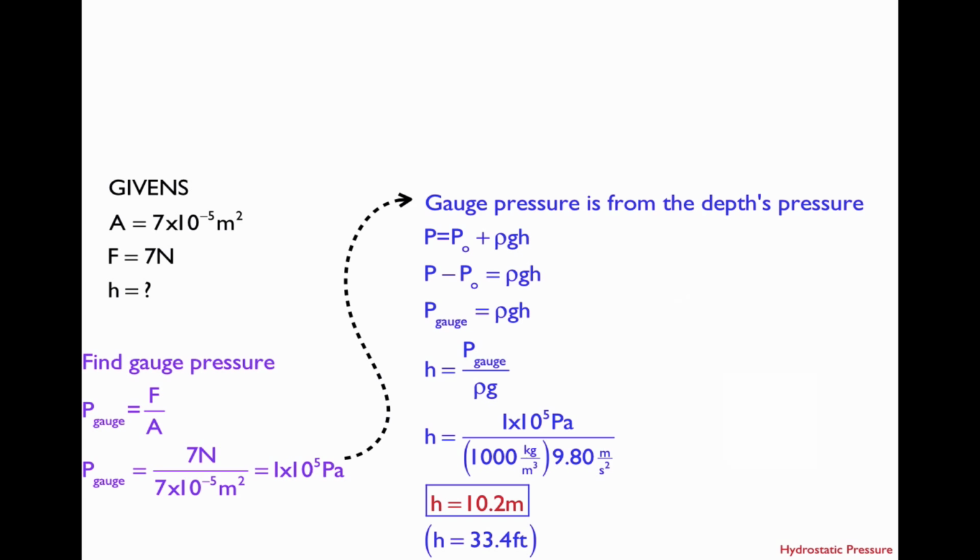So here's what it all looks like. In black, I've got the givens, and in that purplish color, I've got the equation for pressure, and then I have the gauge pressure is from the depth pressure, which is the hydrostatic pressure. And it looks like the third line is really key to this. The gauge pressure is equal to rho g h. And then from there I plugged in my numbers and units and solved. Great, but now I got to write it out.